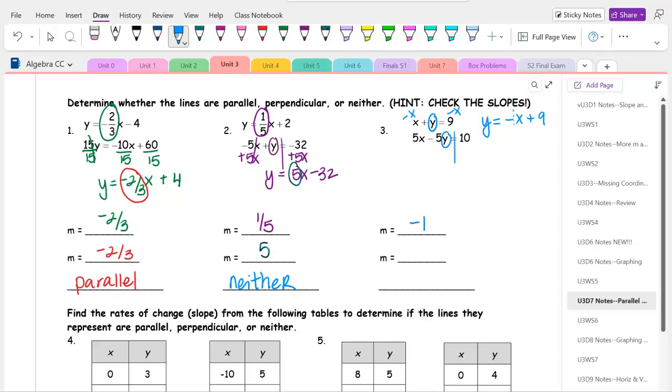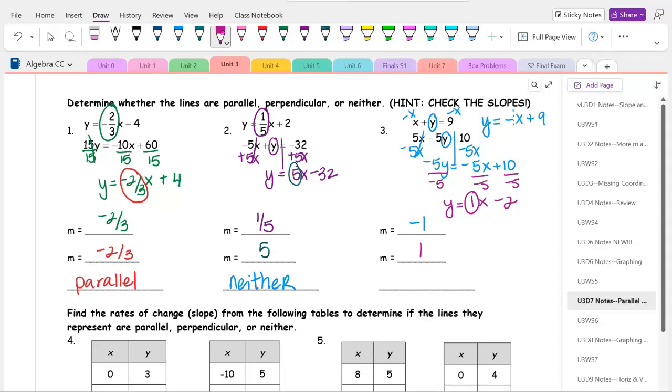This one, in order to solve for y, we're going to start by subtracting 5x. That gives us negative 5y equals negative 5x plus 10. And now we're going to go ahead and divide by negative 5. Negative 5 divided by negative 5 is positive 1. Don't forget your x. And then minus 2. That means our slope is 1.